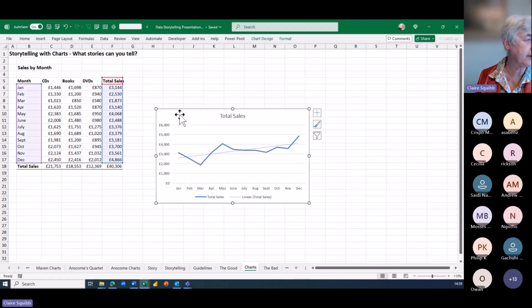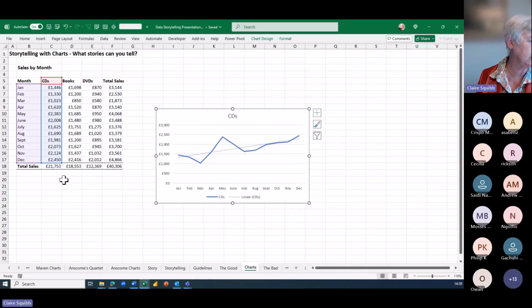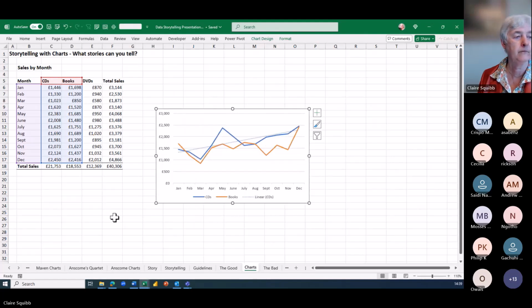Now, I'm going to just bring in some more data. Rather than looking at the total sales, I'm going to look at CDs and books only for now. So here we have the idea of telling a story. The previous story was saying that we had good sales in January, dropped down through to February and March, and May is a good spike and we sell well through the summer and then increase in the autumn.